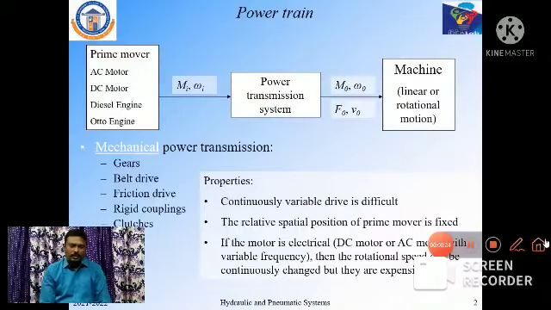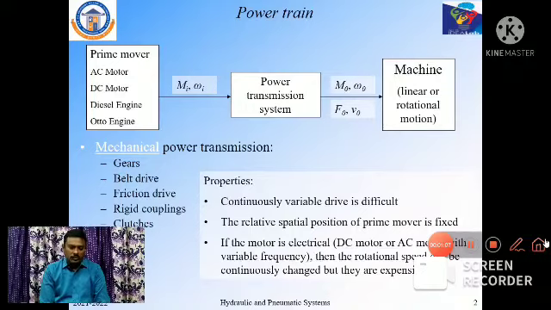Hydraulic system introduction: the prime movers are AC motors, DC motors, diesel engines, and auto engines. These are the driving devices used in hydraulic systems. The part of power transmission is called the power train. It transmits the power to the system, converting linear motion into rotational motion. Mechanical power transmission systems are gears, belt drives, friction drives, rigid couplings, and clutches. These are the basic types of mechanical power transmission systems we use.